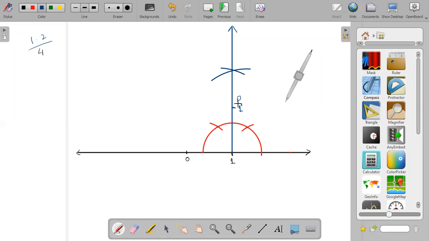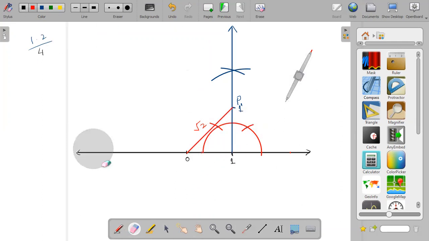So now this distance from O to P. O to P distance is how much? Root 2. Got it? Why is it root 2? Because 1 square plus 1 square. This is 1. This is also 1. So the hypotenuse is equal to under root 1 square plus 1 square, root 2. Okay. So by Pythagoras theorem, like this, now we got the value of root 2.